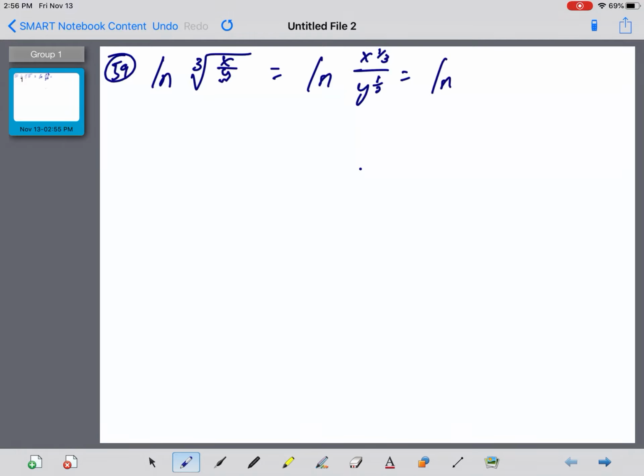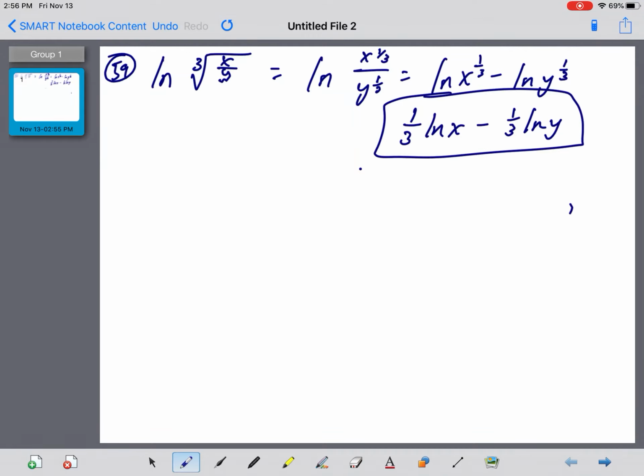So I'm going to rip it apart now as subtraction. So it's the natural log of x to the 1/3 minus the natural log of y to the 1/3. Now those powers are going to pop out to the front. So 1/3 times the natural log of x minus 1/3 times the natural log of y. So these are the things you do to expand your logs, because basically these answers are powers, so that's why they turn into additions and subtractions, and the power becomes a multiplier.